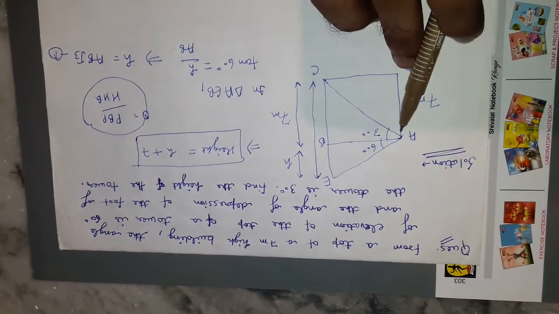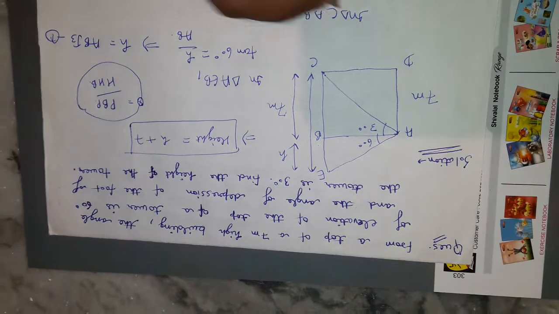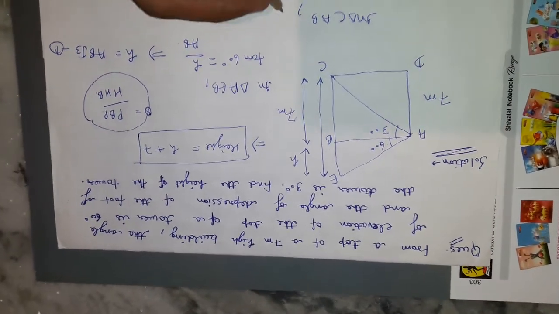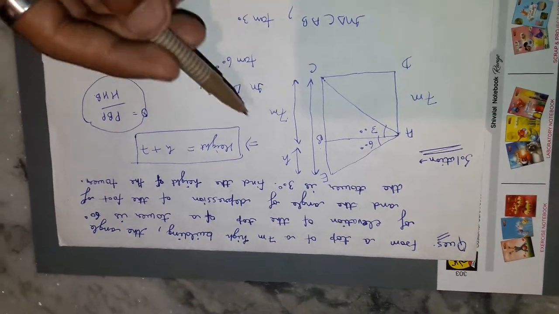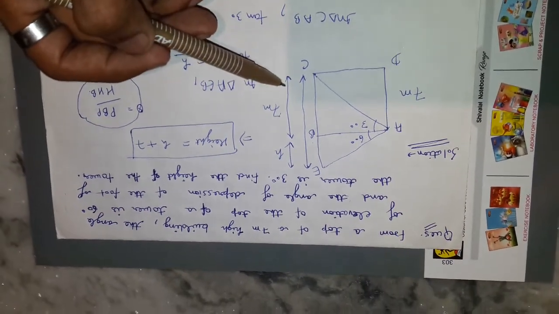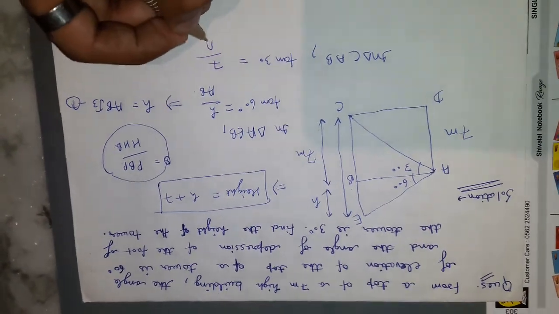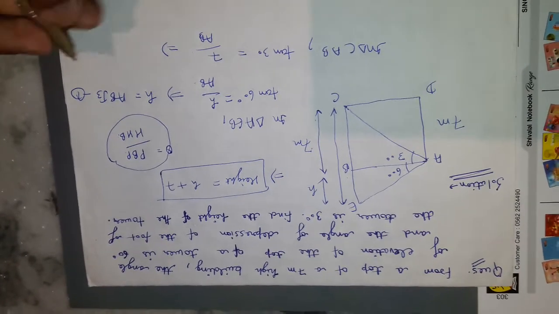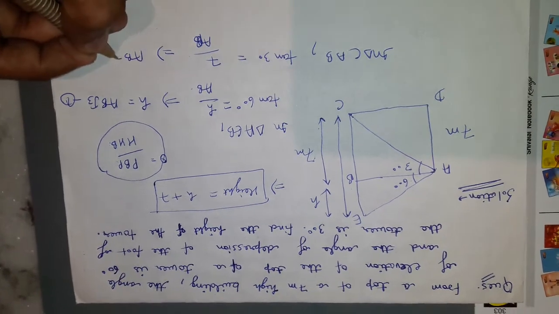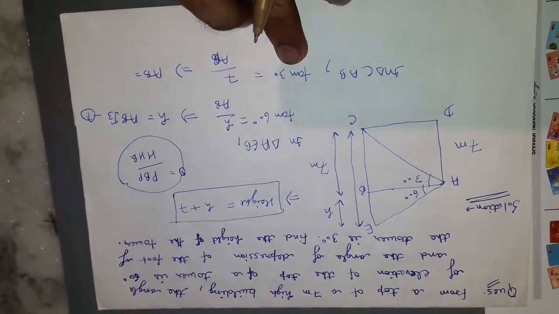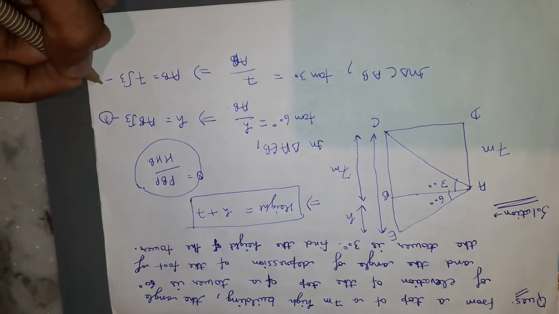Again, in the next triangle CAB, tan 30 degrees. Tan is perpendicular upon base. The perpendicular is 7 and the base is AB. So we can write tan 30 degrees is equal to 7 upon AB. From here we can find the value of AB. Tan 30 is 1 upon root 3, so after cross multiplication we get AB equal to 7 root 3, and this is equation 2.